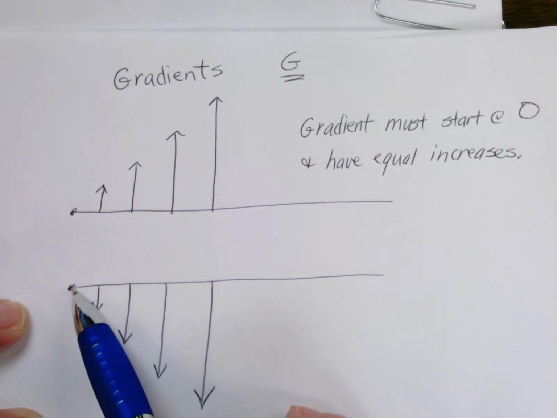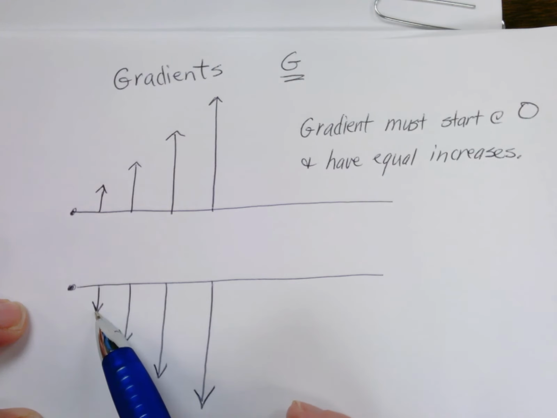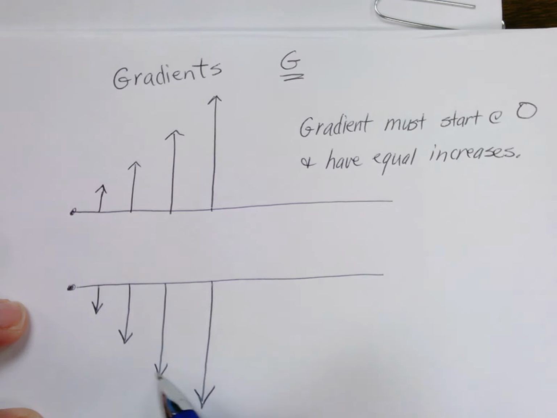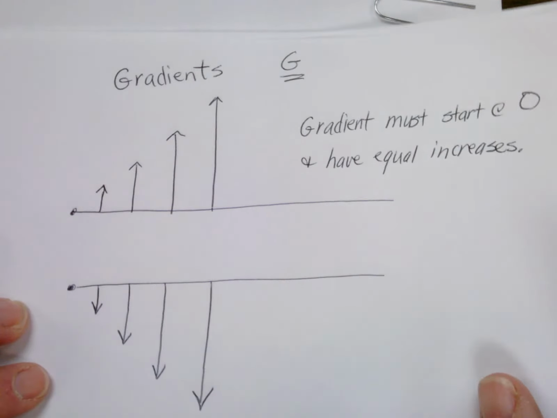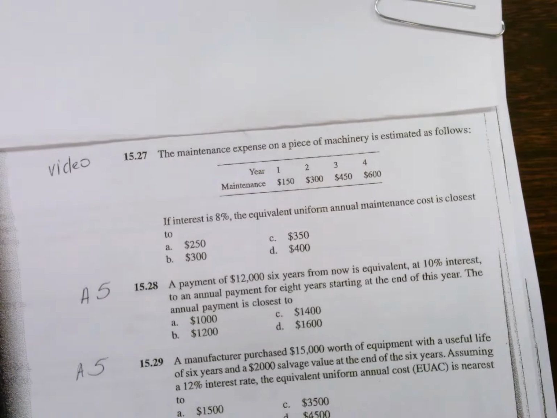The main thing is that they start at zero, and this first payment must be the same amount as the increases subsequent to that. That's a timeline, a picture of a gradient. Now, sometimes that's not actually the case.